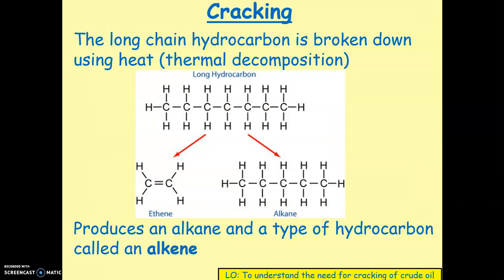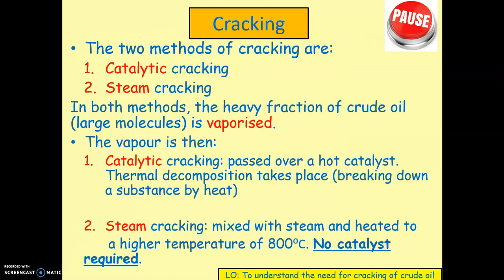Okay, so, but what is cracking, guys? What is it? So the long chain hydrocarbon is broken down using heat. That is the definition of it there. By using thermal decomposition. Thermal decomposition is breaking a substance down with heat. And in the diagram here, you have a long hydrocarbon, you break it down with heat and a catalyst, more on that in the next couple slides, and it produces an alkane and a type of hydrocarbon called an alkene.